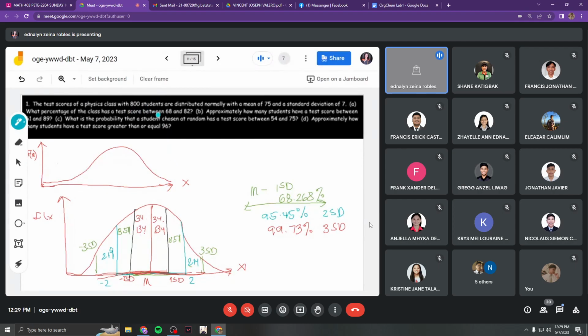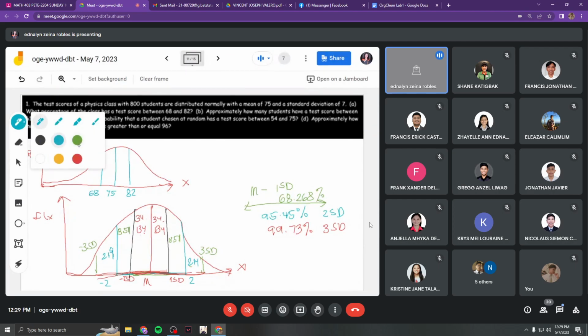So ang sabi dito sa ating question is that 800 students daw ay may mean na 75, at yung standard deviation daw ay 7. So meron ako ditong mean na 75 at yung standard deviation ko ay 7. Meaning to say, my first standard deviation step is 7. So 75 plus 7 is 82. So this is my first step. On the other hand, 75 minus 7 is 68.